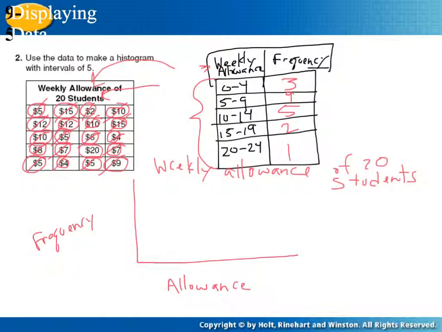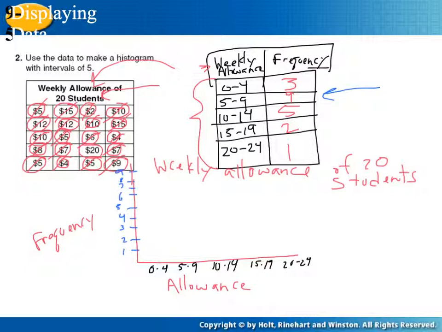Now I'm going to add in my frequency and the intervals. My frequency goes on the side here on my y-axis. What do I need to go up to? What's the highest number that I have? I have 9. So I need to go 1 through 9 so I have accurate data. And then on my x-axis, that's where my intervals go, my weekly allowance. My x-axis is my intervals. And now all I'm going to do, just like my bar graph, is create my bars.